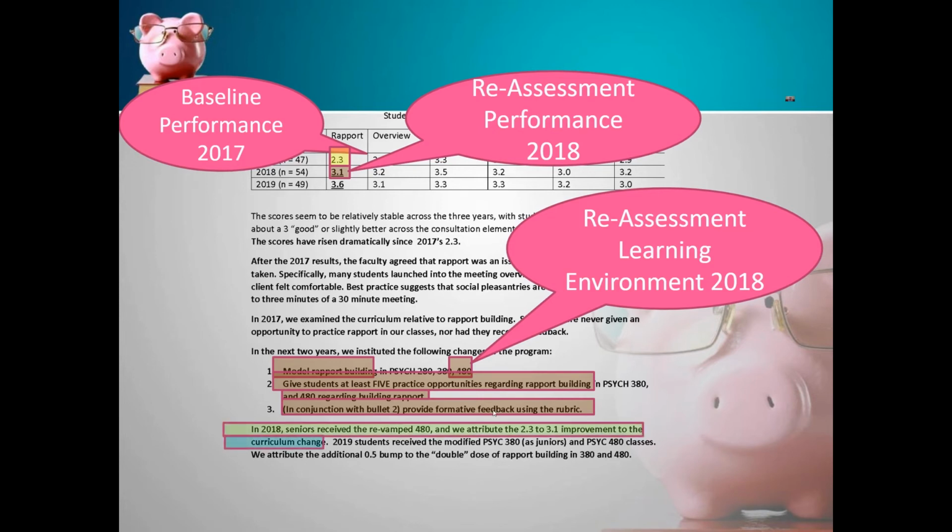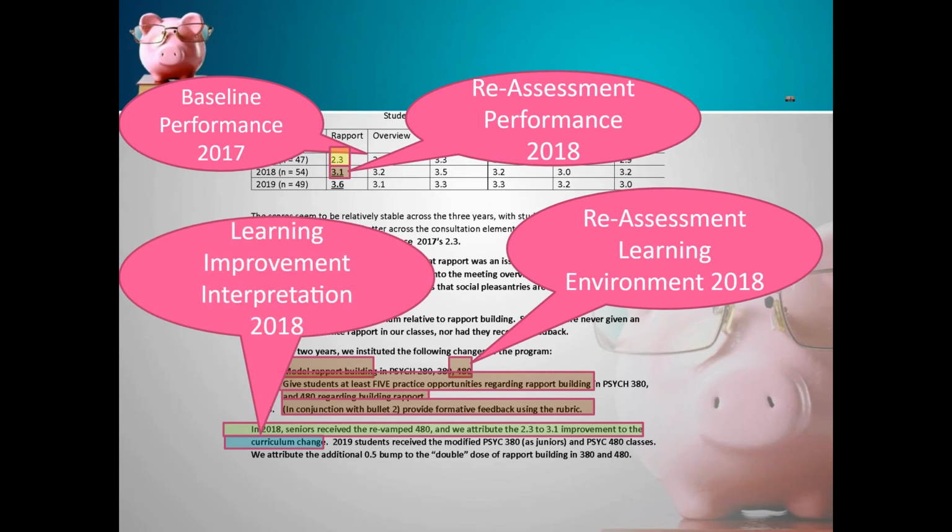Now comes the interpretation. In 2018, seniors received the revamped 480, and we attribute the 2.3 to 3.1 improvement to the curriculum change. That's the learning improvement interpretation. So in Vignette 4, we've got all the parts to learning improvement. We've got the baseline, we've got the change to the learning environment, and then we have a reassessment evidencing better learning.